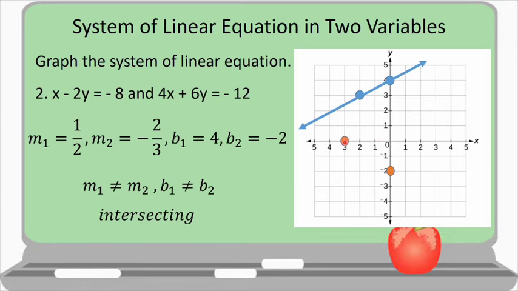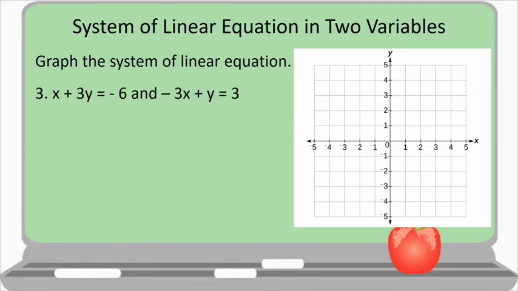So this will be the location of the second point. So this will be the graph of 4x plus 6y equals negative 12. So they are intersecting in this particular point. Now let us have example number 3.